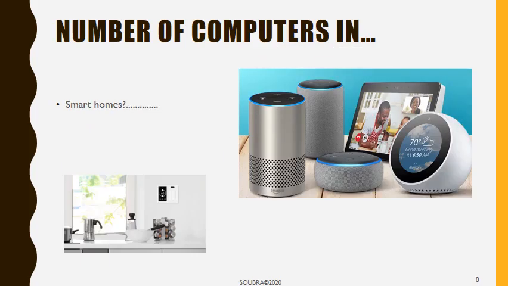And then we can see the number of computers everywhere with the rise of smart homes, smart cities, and the smart X paradigms. So embedded systems are ubiquitous, they're omnipresent, and they're everywhere.